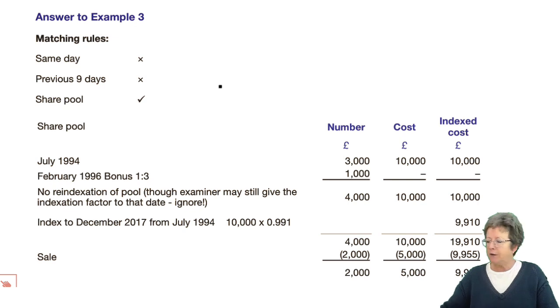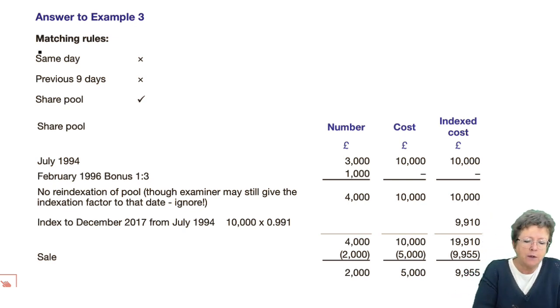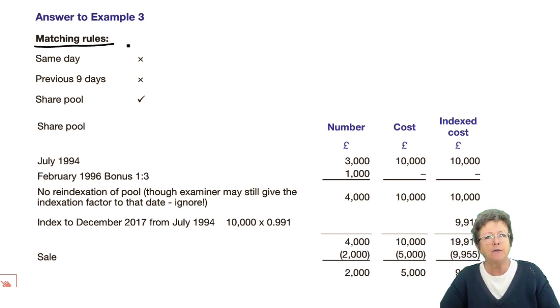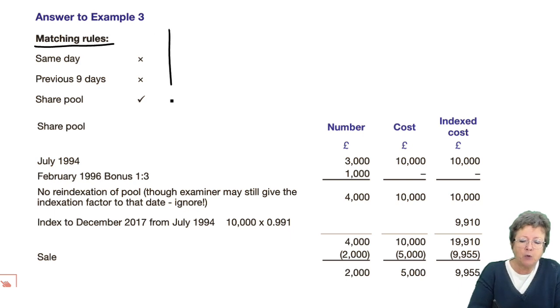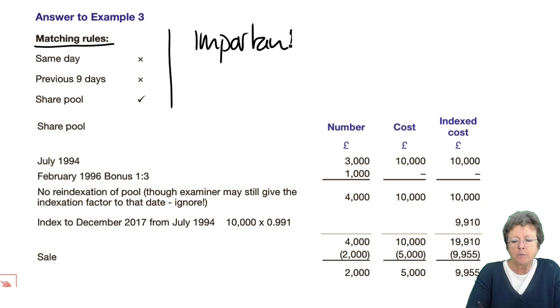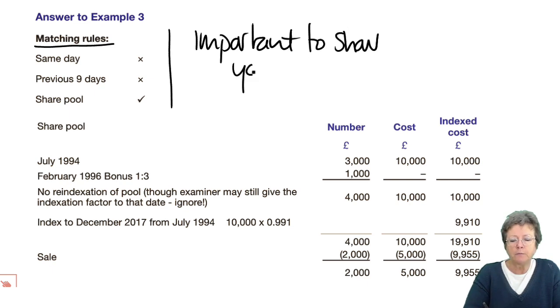So example number 3, the first thing you always do is match the shares. Did we buy any on the same date? No, we didn't. Did we buy any on the previous 9 days? No, we didn't. So all our shares are going to come out of the share pool. So that is important. Always show that you know the rules.